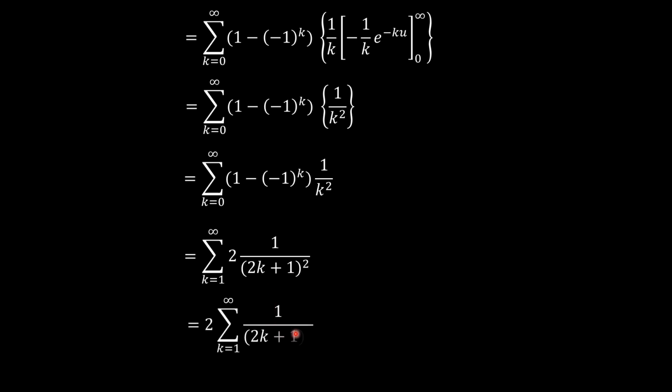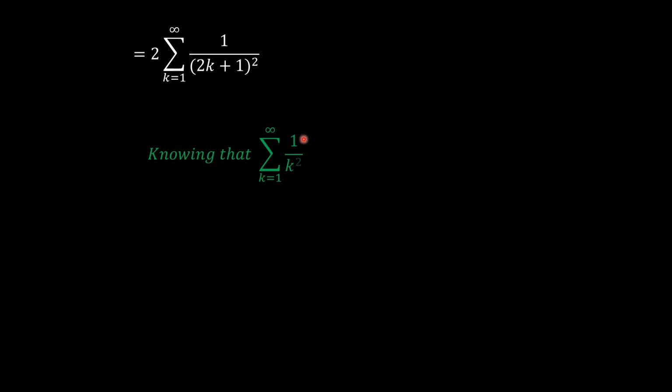So that is that. We can pull 2 out, and then we're left with the summation of 1 over (2k plus 1) squared. So we can use the Basel problem to try and figure out what this summation amounts to. The Basel problem is if we have a summation of 1 over k squared, from 1 to infinity, that adds up to pi squared over 6.